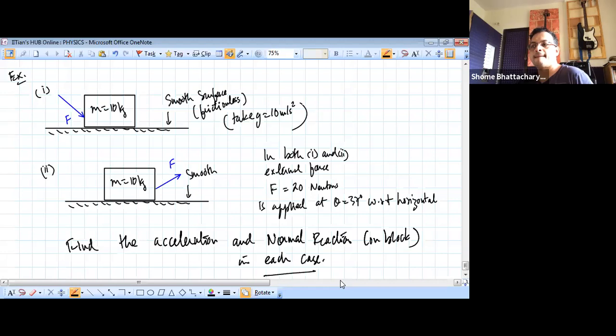Dhruv, not correct. 6 can't be right, because the mass is 10 kg. So to create a horizontal acceleration of 6 meters per second square, you need a force of 60 newtons.